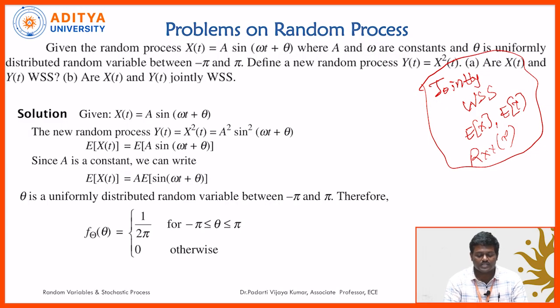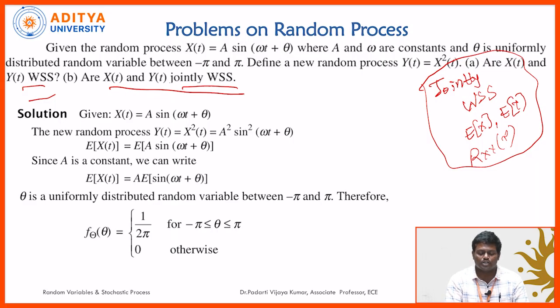Given a random process x(t), another random process is defined as y(t), related by the expression y(t) = x²(t). We need to verify whether x(t) and y(t) are wide-sense stationary, and also verify the condition whether they are jointly wide-sense stationary or not.